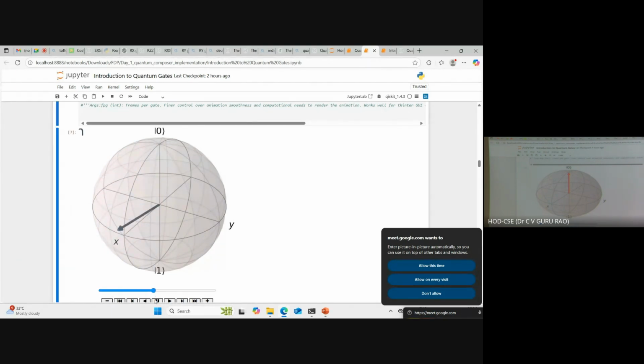So we have applied the Hadamard gate from here to here, and later on it goes to minus. Because I told you 0 plus 1 is around here on the plus x-axis, and the minus x-axis is the minus state.